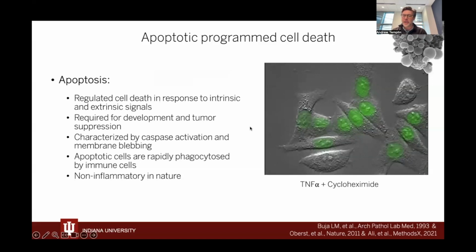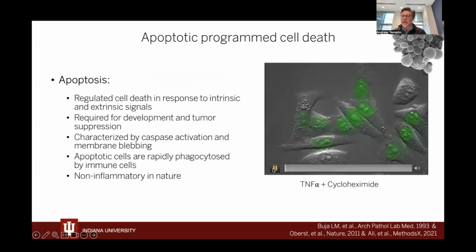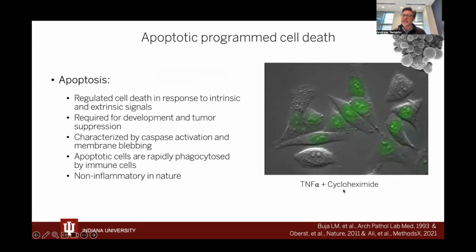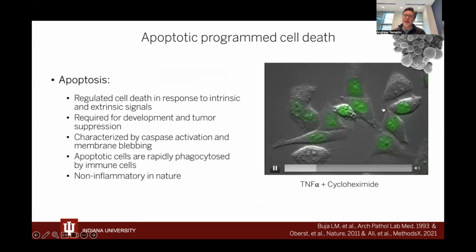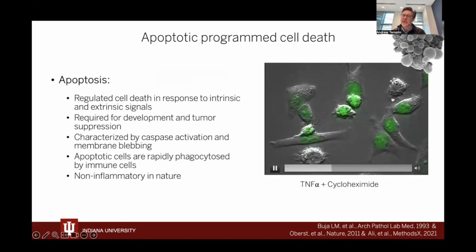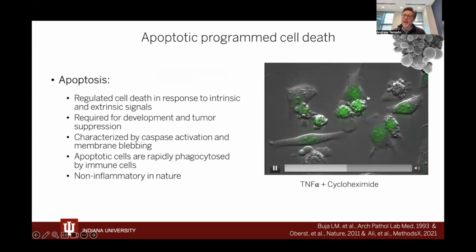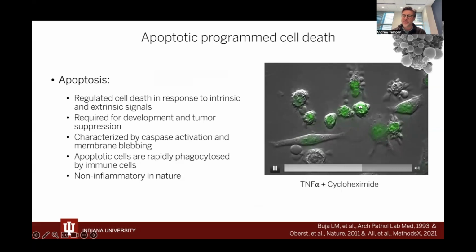Apoptosis is regulated in response to intrinsic and extrinsic signals. It's required for development and tumor suppression, characterized by caspase 3-7 activation and membrane blebbing or apoptotic body formation. And these membrane blebs or apoptotic bodies are rapidly phagocytosed in situ, and that makes this whole process non-inflammatory in nature. And so when we treat cells with a classical apoptotic stimulus like TNF-alpha and cycloheximide, you can visualize some of these morphological features of apoptosis, including this membrane blebbing and apoptotic body formation that would be phagocytosed by immune cells.